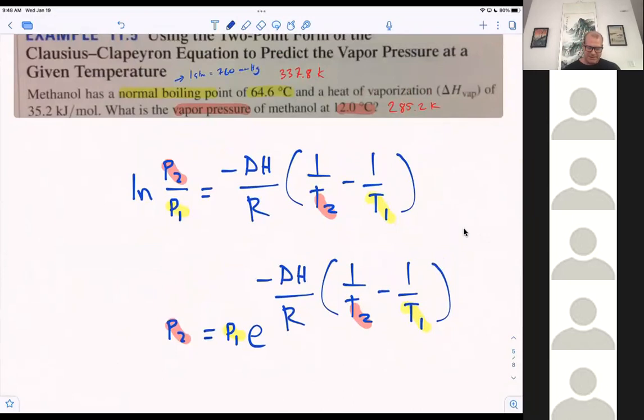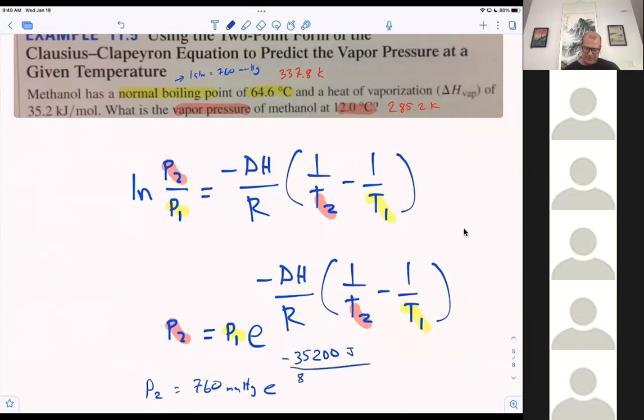So the numbers, our unknown is P2 equals P1, 760 millimeters of mercury, times e to the minus heat of vaporization. So minus, and this is just me, I always write that out in joules. Rather than put it in kilojoules, I just write it out in joules and I do all the conversions at the end. So this is the Mike Ferguson way of doing things. If you want to put it in kilojoules, that's fine too. And I'll just put the joules here.